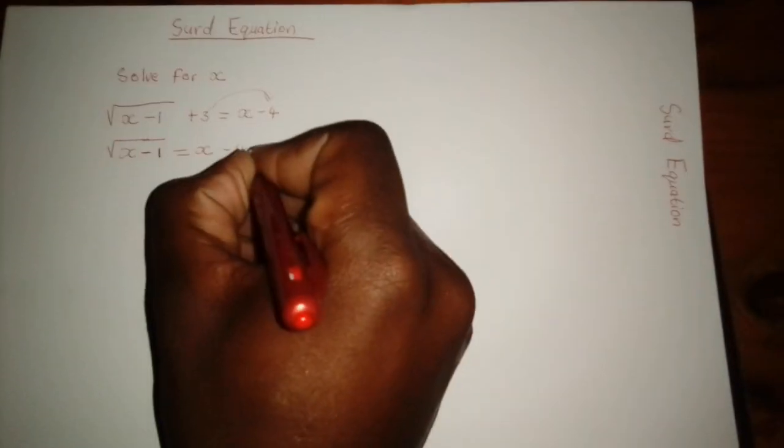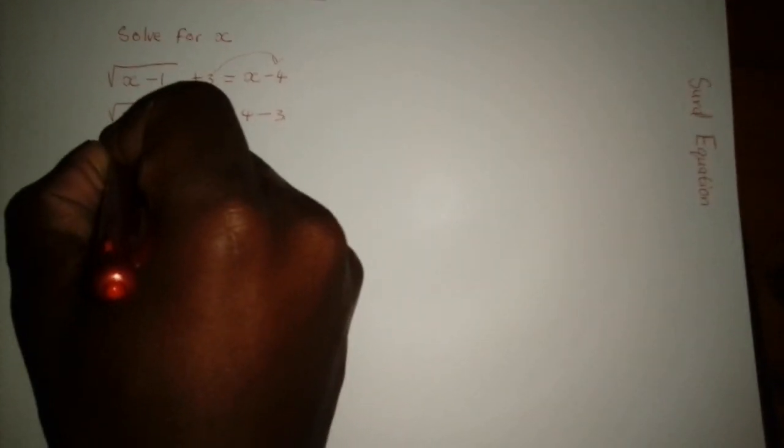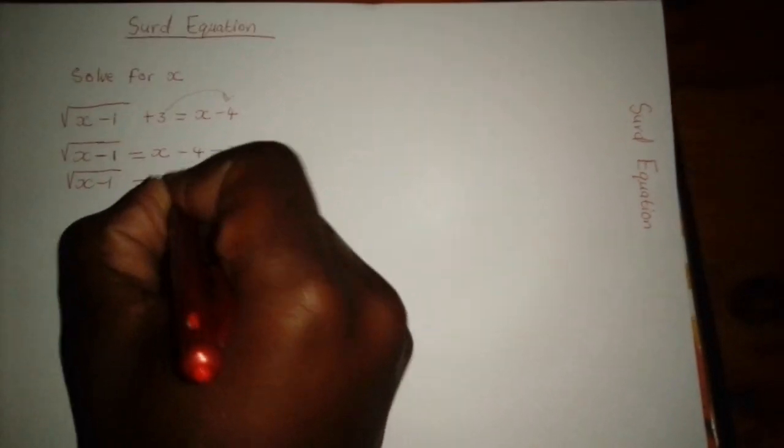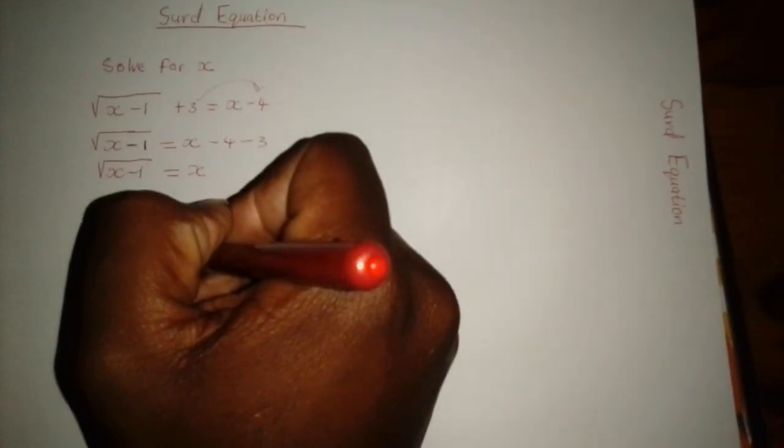Let's isolate first. So it will be root x minus 1. We will then transpose 3 to the right hand side. So it will be x minus 4 minus 3. Right? From there, we say root x minus 1. Then our like terms, negative 4 minus 3, it's negative 7. Right? So that was the first step. The first step is to isolate.